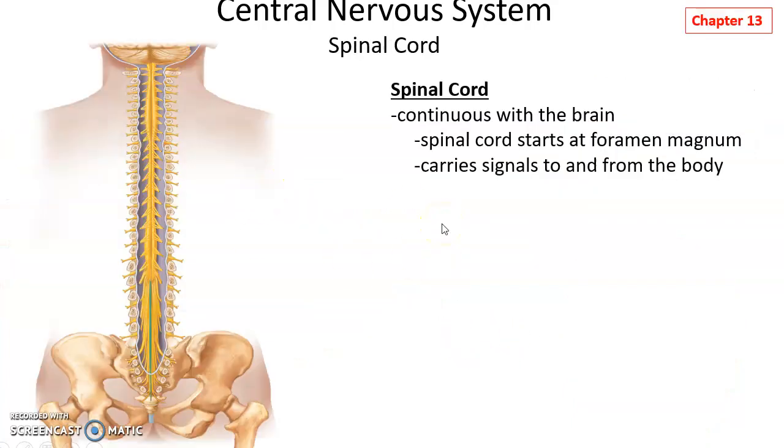Spinal cord. Spinal cord starts at the foramen magnum. So that is the beginning of the spinal cord. Any tissue above it is medulla oblongata, below it is spinal cord. And it carries signals to and from the body, from the neck, the arms, the legs, and the trunk.